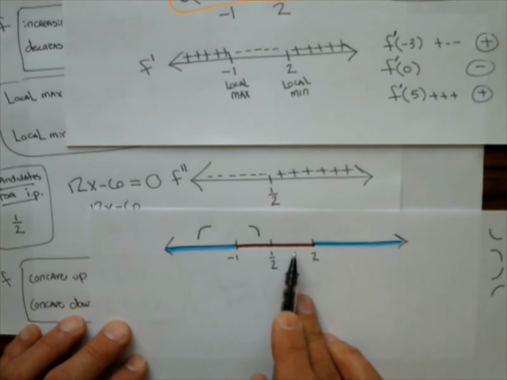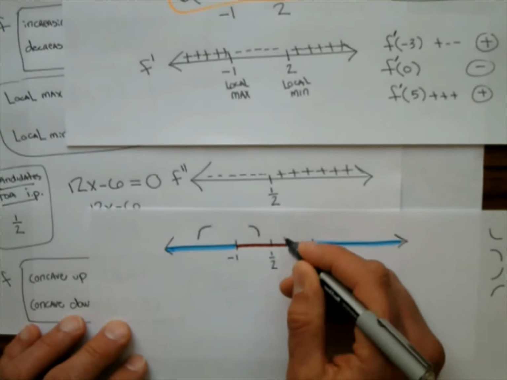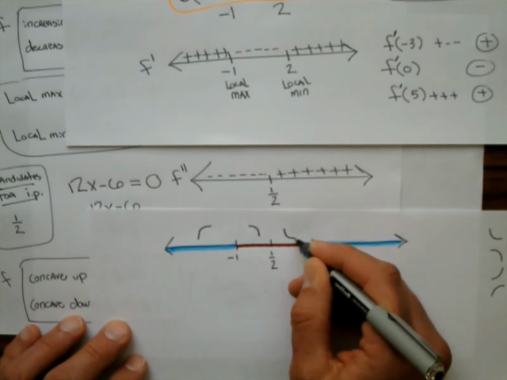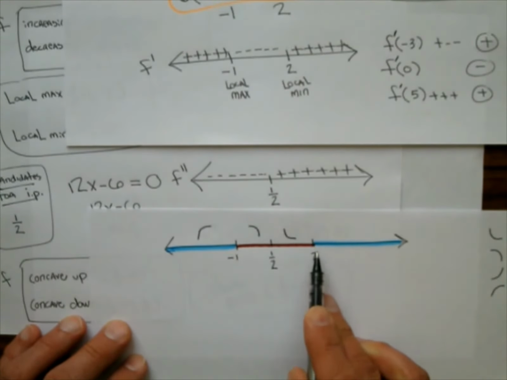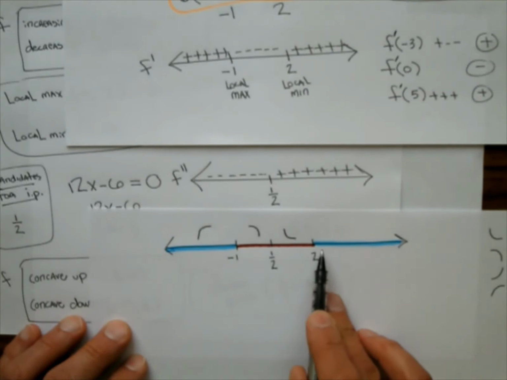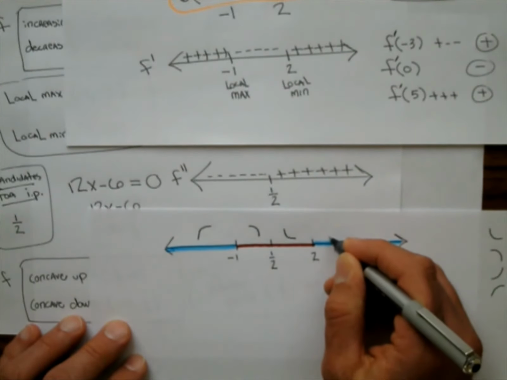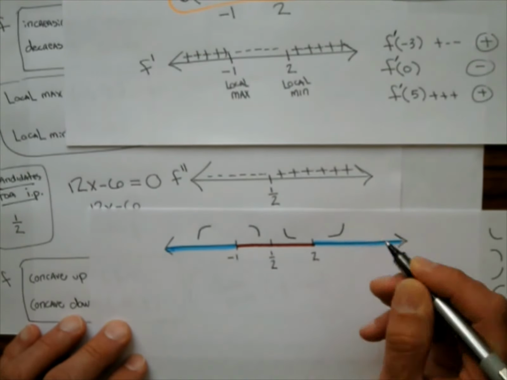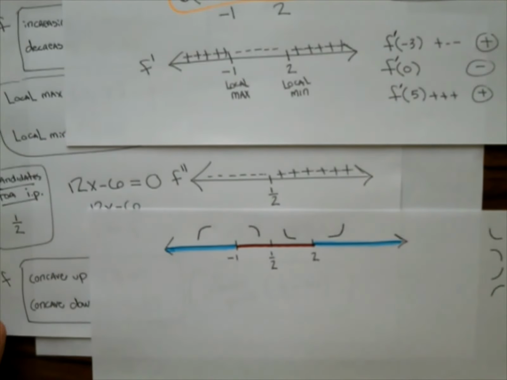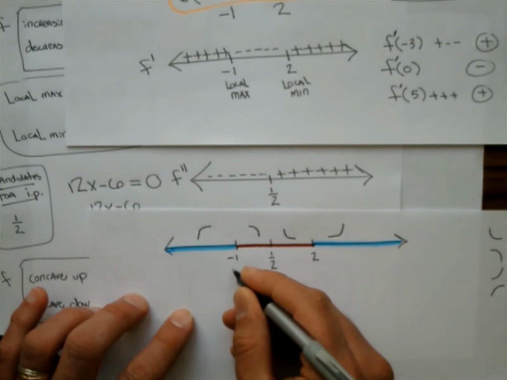I'm still decreasing, but from 1/2 on, I'm concave up, so I'm decreasing concave up, and then from 2 to infinity, I am increasing, that's what the blue stands for, and I'm still concave up, so increasing concave up goes like that. Wow. Okay.